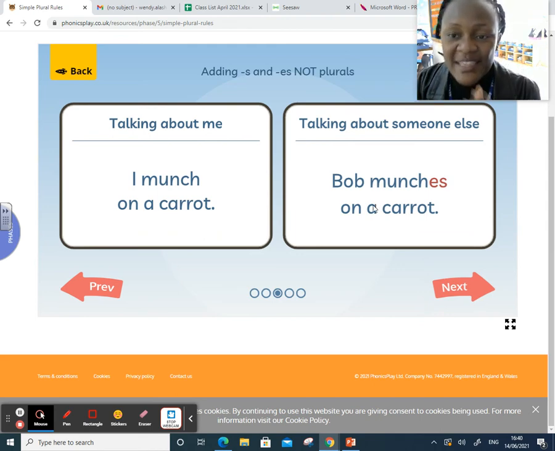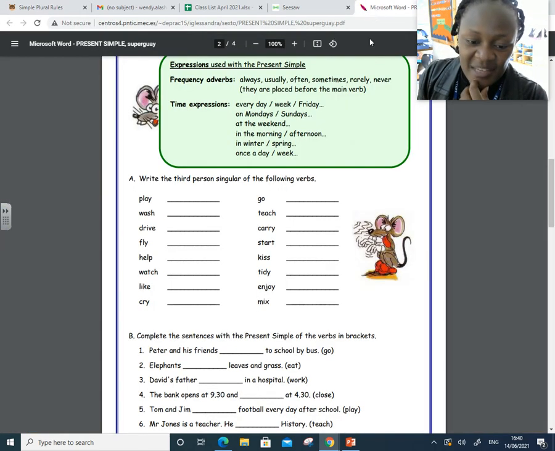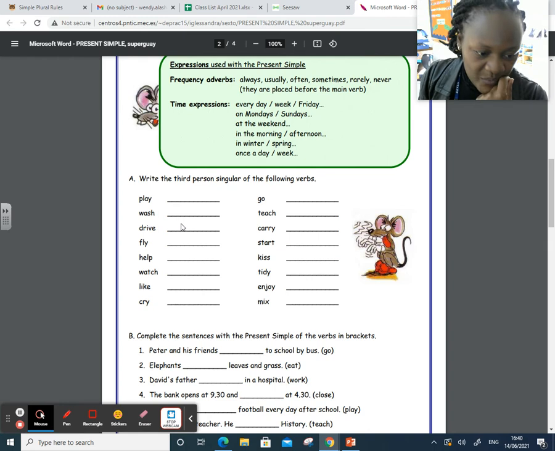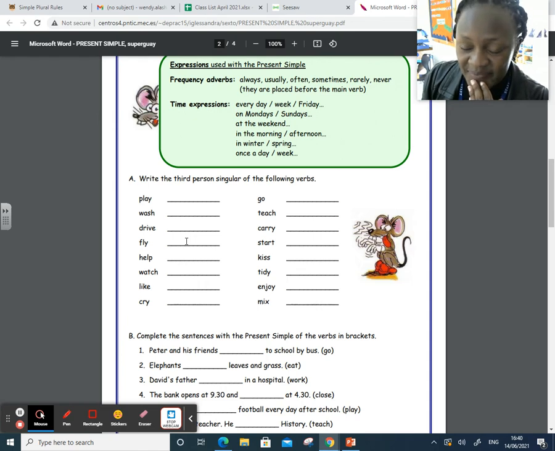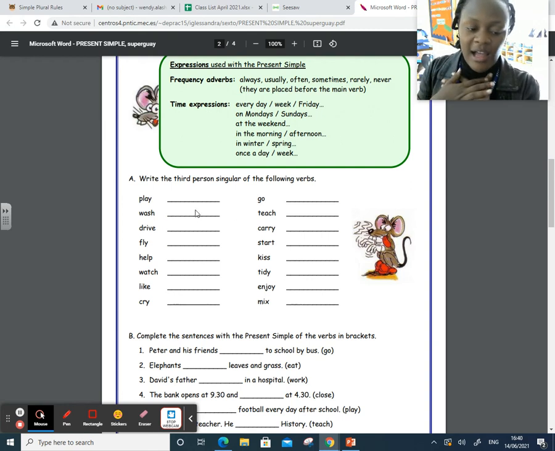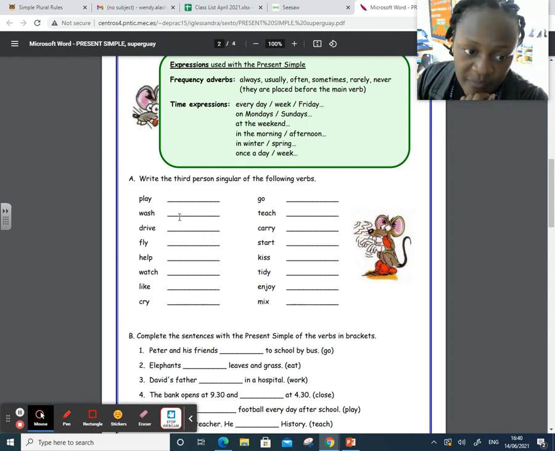Now, guys, we are going to do something just like this. Let me show you the worksheet that you're going to do today. Today, you're going to read some of these verbs and try to add s or es. For example, play, what are you going to do to it? Do you think play needs s or es? Well done. Play just needs s. I like to play with my toy. She plays with her toy.